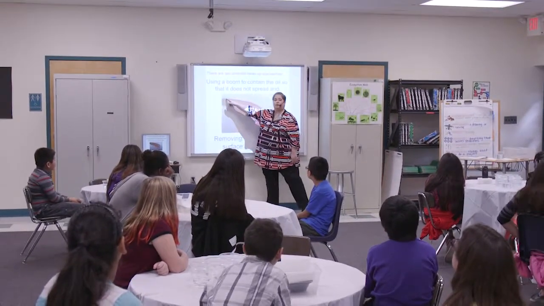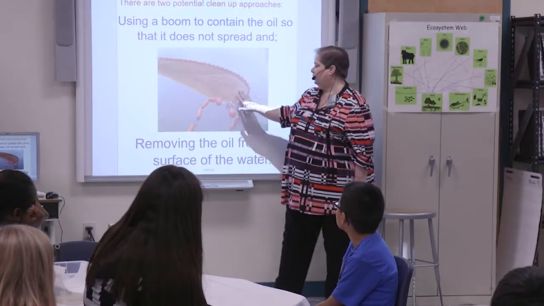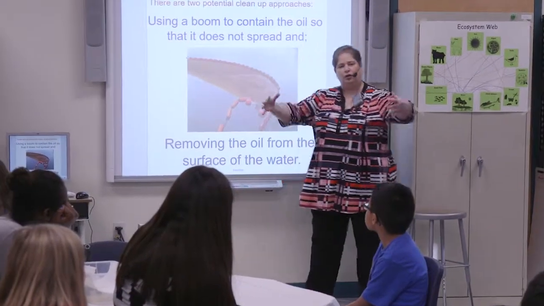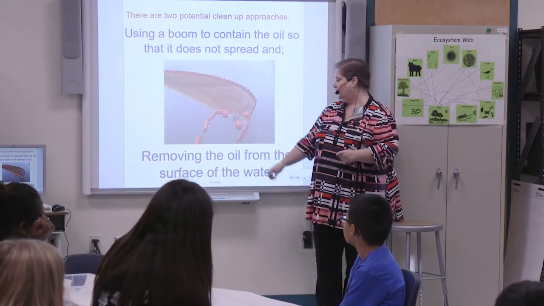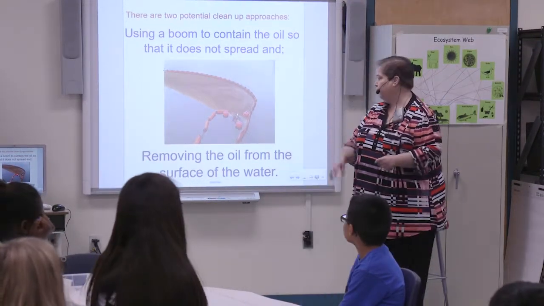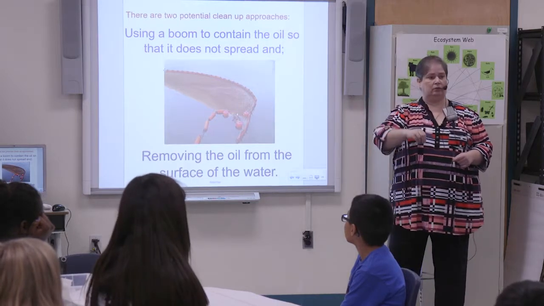If you take a look at this red thing, can everyone see that? This is the oil right here, and they kind of circle it around to try and contain it. Then, the second thing is they remove the oil from the surface of the water. So they do multiple steps.